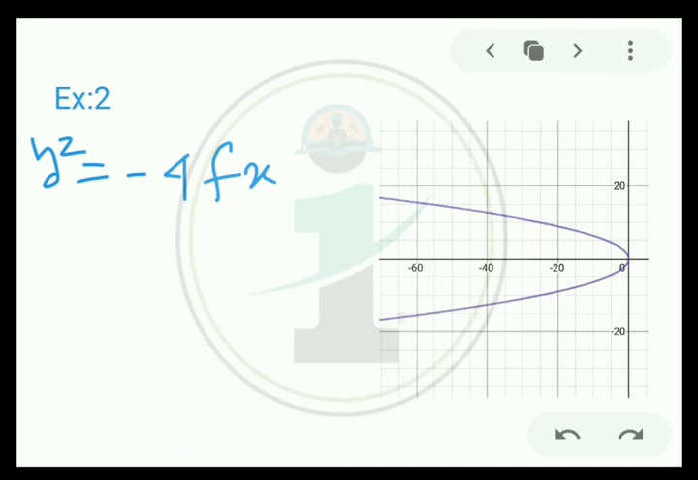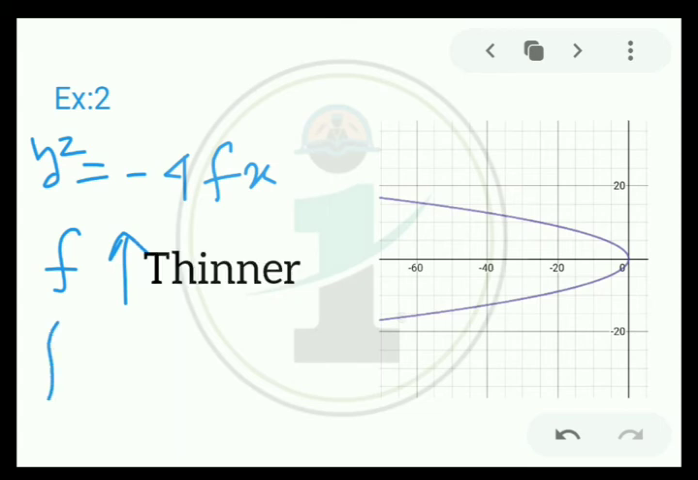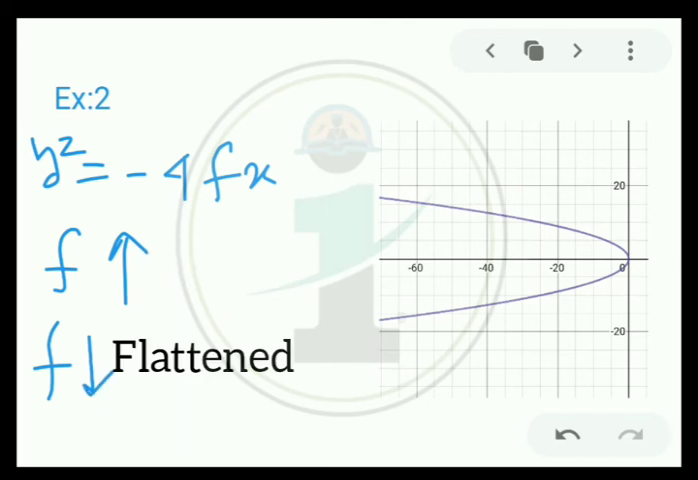So you can similarly form the parabola in the y direction as well. So let us check the nature of the parabola, and if we increase f, then the parabola will be thinner, and if we decrease the focal length, then the parabola will be flatter. Let us check the video.